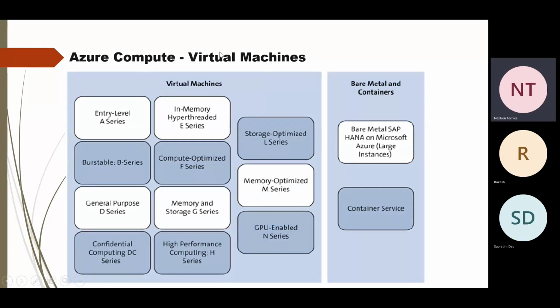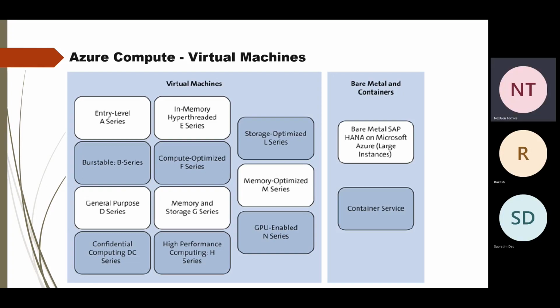So we have different types of Azure virtual machines. We have the entry-level A series, which is not used in SAP. We have the E series, B series, F series, storage optimized, compute optimized, memory optimized, general purpose D series, memory and storage. So which one is used in SAP? Mostly we use general purpose D series, E series, and then M series. The M series is basically used for HANA, your HANA systems, the HANA database.